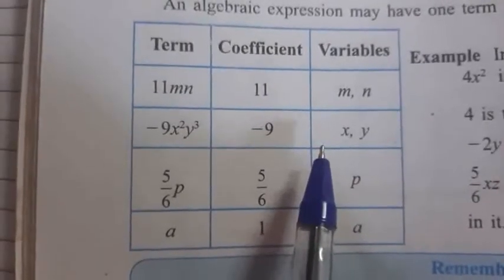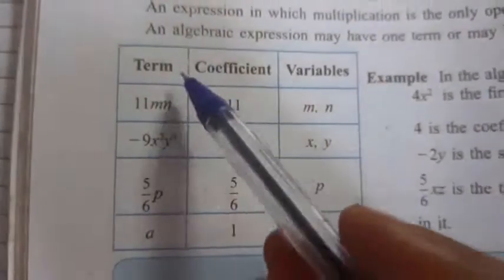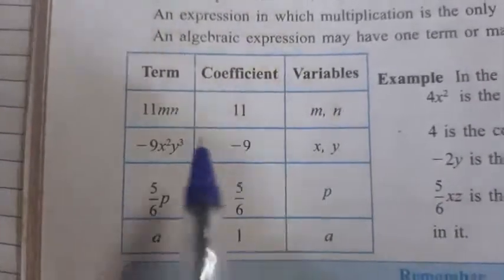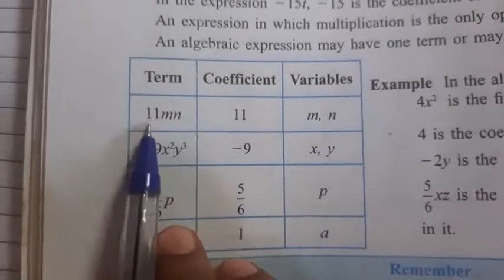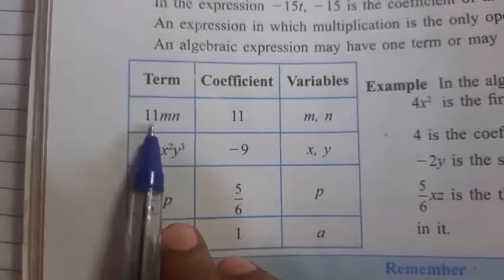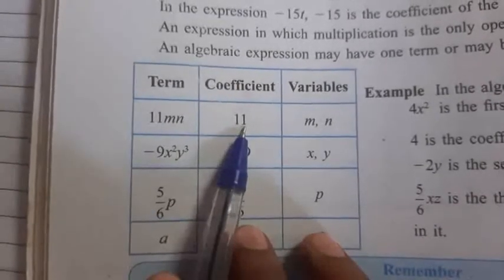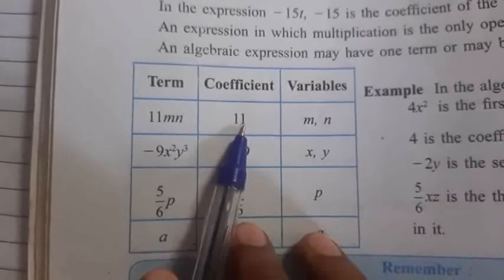For more clarification, just see these examples. Here some terms are there. We have to identify coefficient and variables in them. First term is 11mn. So here what number is there? 11. So this is called coefficient. Numbers or integers in the terms are called coefficients and letters are called variables.